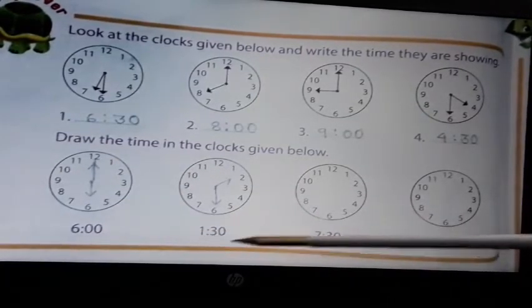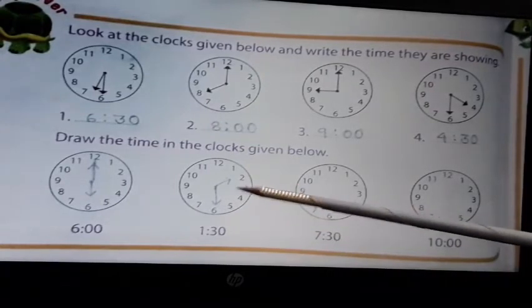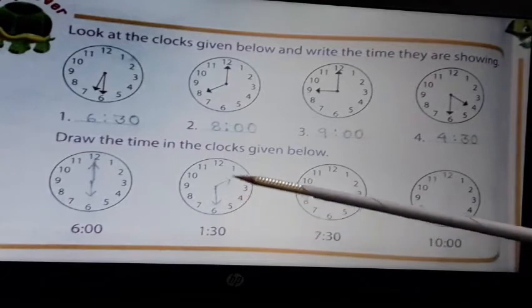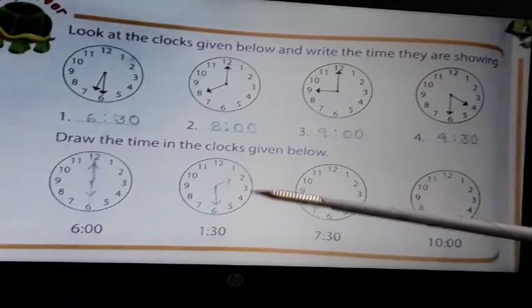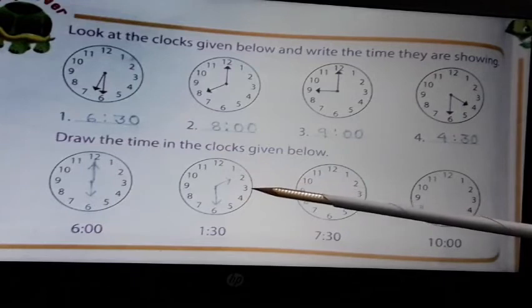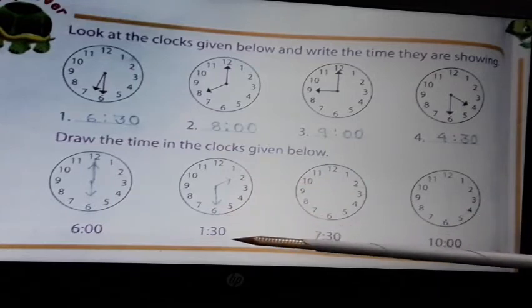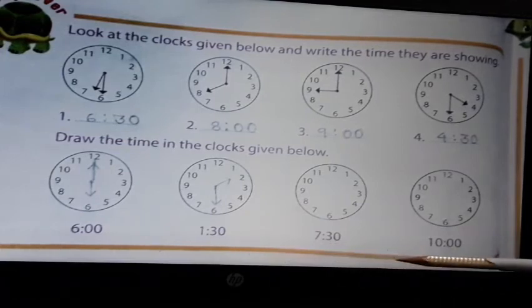Second question, 1:30. So the hour hand will be in between 1 and 2. And how many minutes have passed after 1 o'clock? Start counting from here. 5, 10, 15, 20, 25, 30. So the time is 1:30.